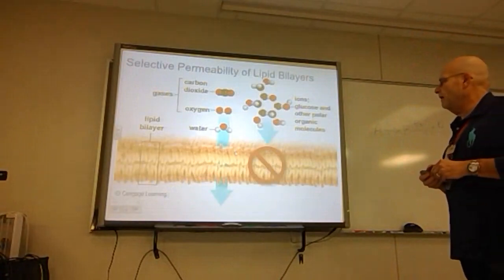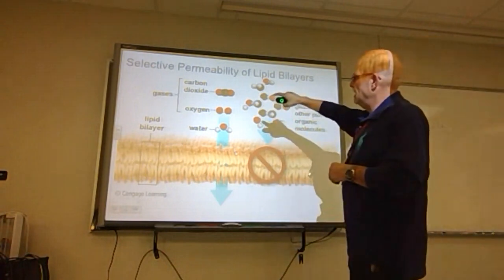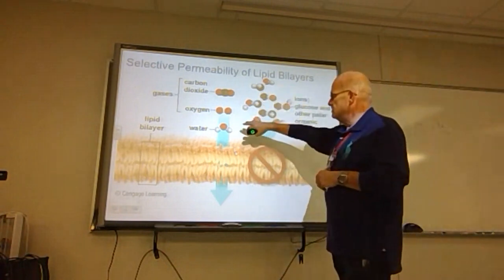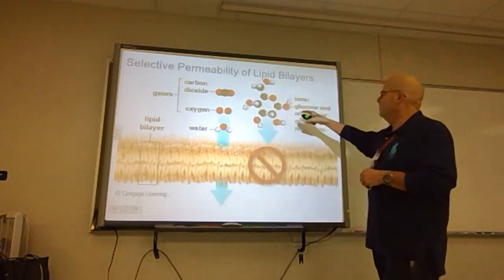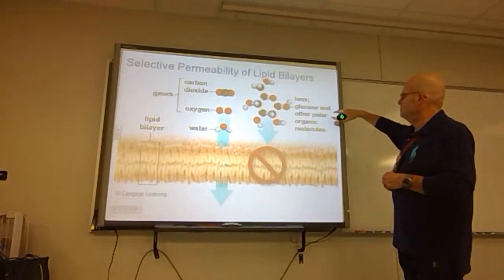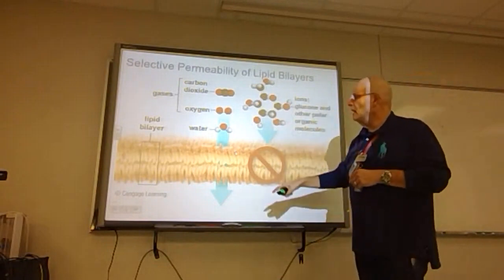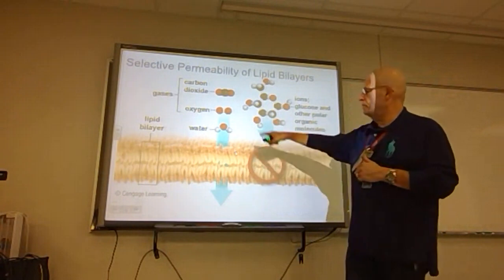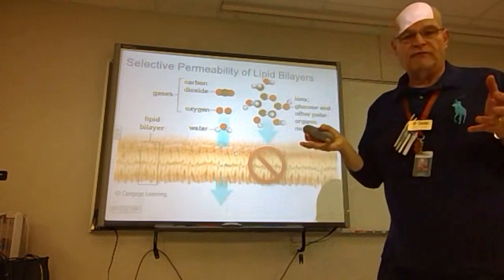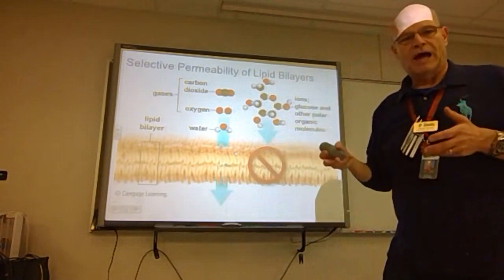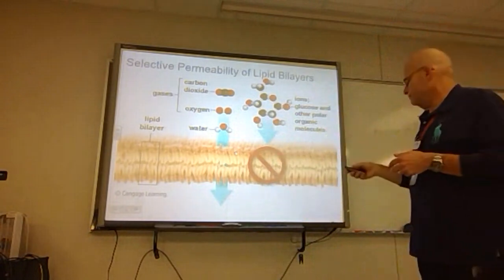And this again shows the phospholipid bilayer. It shows things like carbon dioxide, oxygen, different gases, shows water, shows that those things will come through, but large molecules like most ions, glucose, and other polar organic molecules will not pass through. Again, polar things won't, non-polar items will. Again, very, very large non-polar items won't, but small non-polar things will pass through.